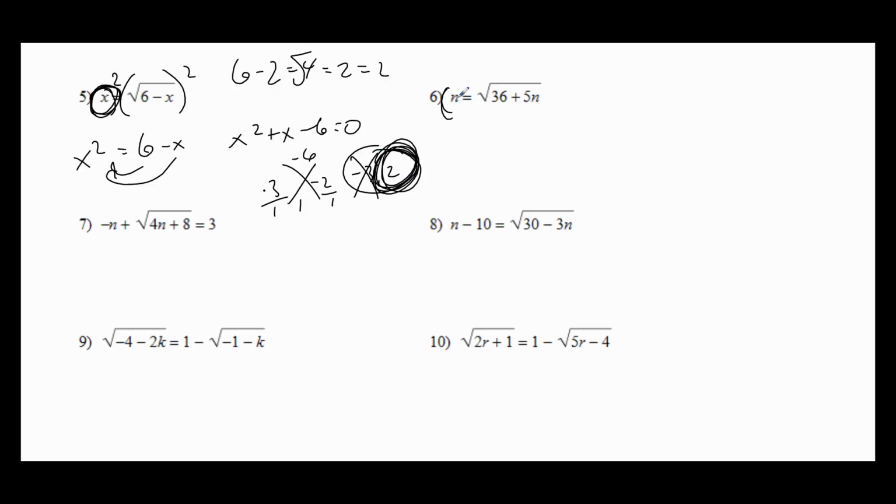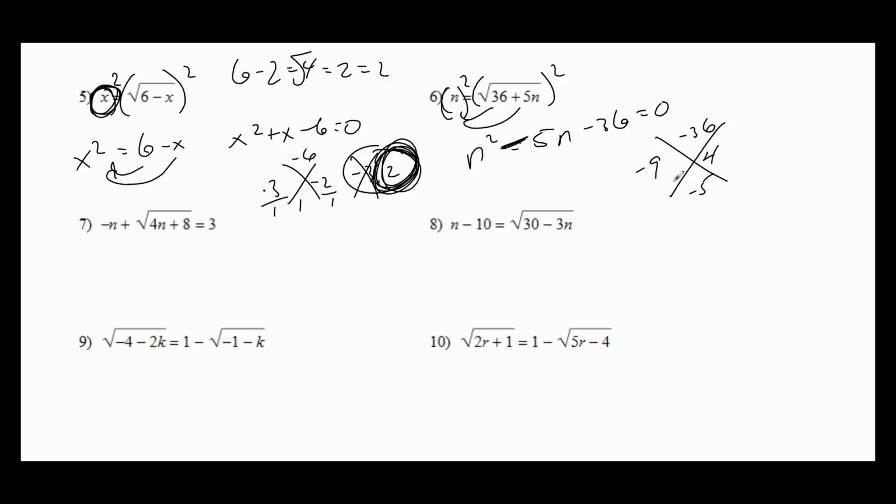Number 6. So I can start off by squaring both sides on this one because the square root is isolated. So I get n squared equals, I'm just going to bring this over and bring that over to start. So it's n squared minus the 5n minus the 36 equals 0. Then let's factor. I get -36 and -5, -9 and 4, my two numbers. Divide them by the a and then flip, so I get +9 and -4.